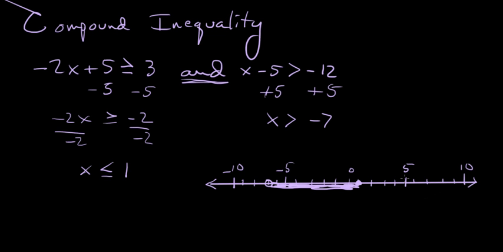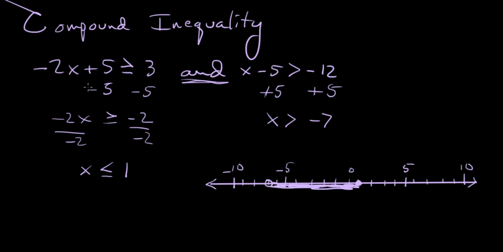So, is 5 a solution? Let's see if it works in both of these. Negative 2 times 5 would be negative 10, plus 5 would be negative 5. Is negative 5 greater than or equal to 3? No, it's not. So it doesn't work in that one, and it doesn't matter if it works in the other one. It has to work in both of them.